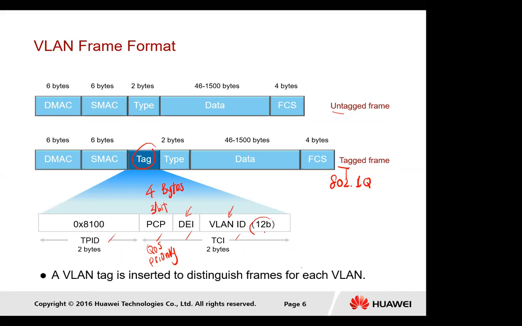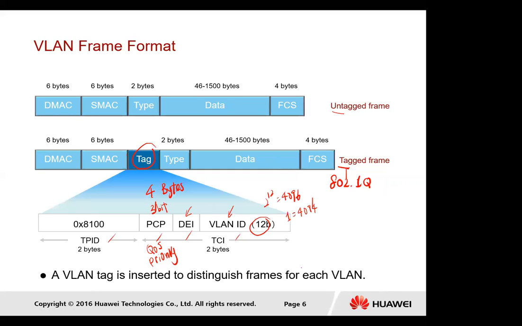The VLAN ID has 12 bits in total. With 12 bits, how many VLANs can we define? 2 to the power of 12 gives you 4096. But the usable VLANs are from VLAN 1 up to 4094. These are the VLANs that can be assigned. So in total we have 12 bits, and the VLANs we have are from 1 to 4094.